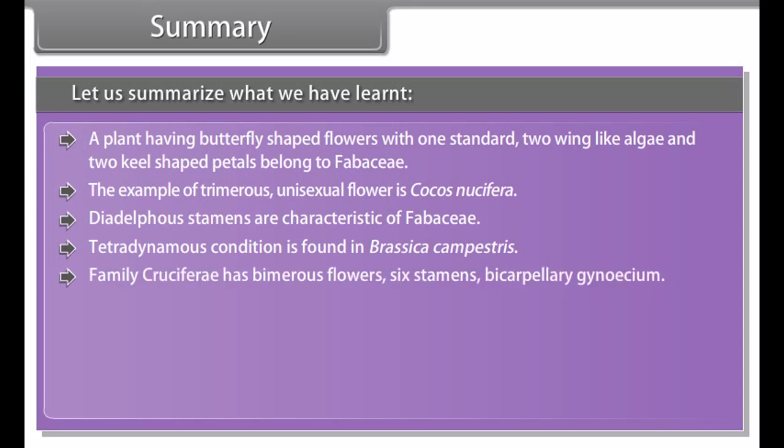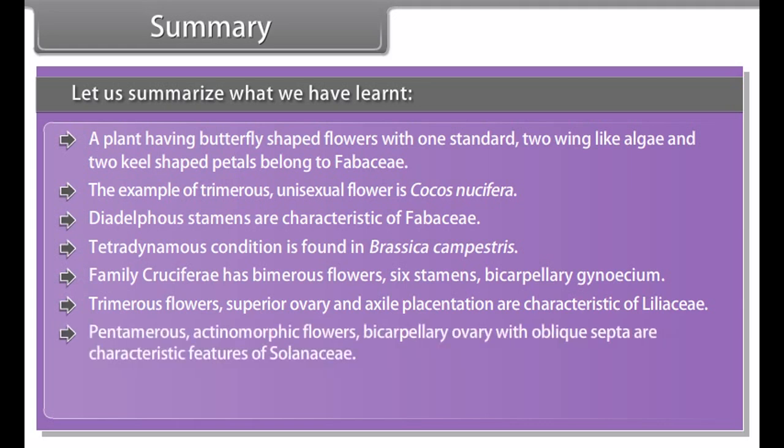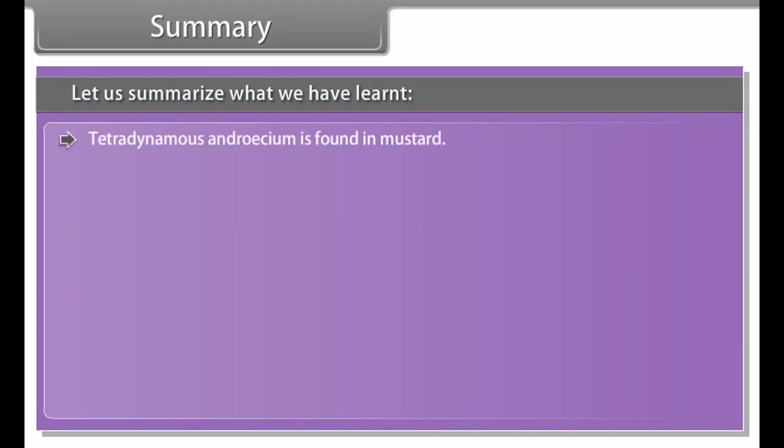Family Cruciferae has bimerous flowers, six stamens, and a bicarpellary gynoecium. Trimerous flowers, superior ovary and axile placentation are characteristic of Liliaceae. Pentamerous, actinomorphic flowers and a bicarpellary ovary with oblique septa are characteristic features of Solanaceae. A flower which can be divided into two halves in only one vertical plane is called zygomorphic. Tetradynamous androecium is found in mustard.